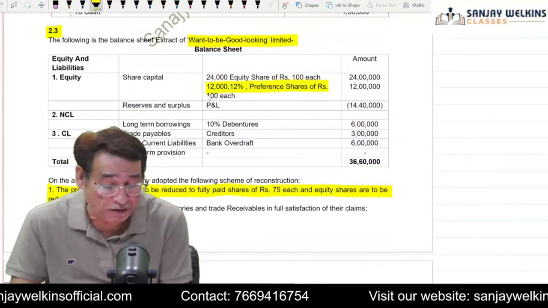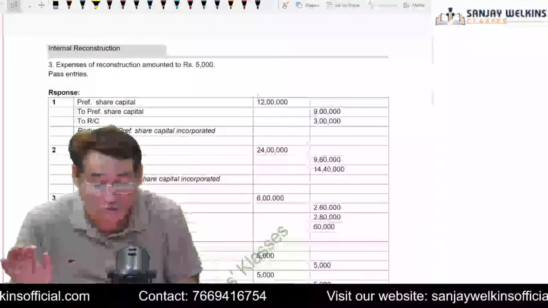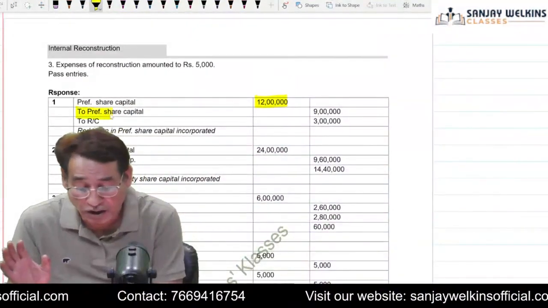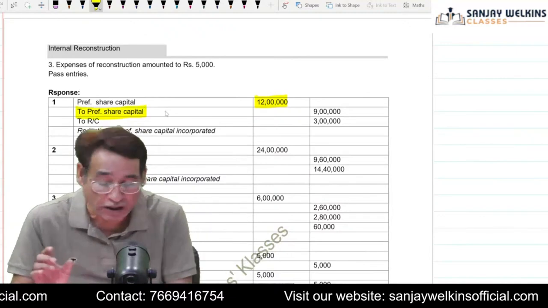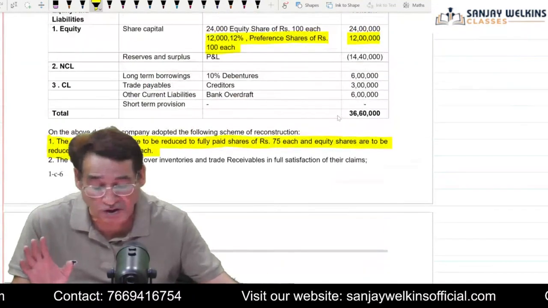12,000 preference shares given in the question of 100 each is 12 lakh. So 12,000 into 100, 12 lakh. First of all, you are going to write that. Now the preference share capital has been reduced to 75. 12,000 into 75, 9 lakh. So the difference will be credited to the reconstruction account.